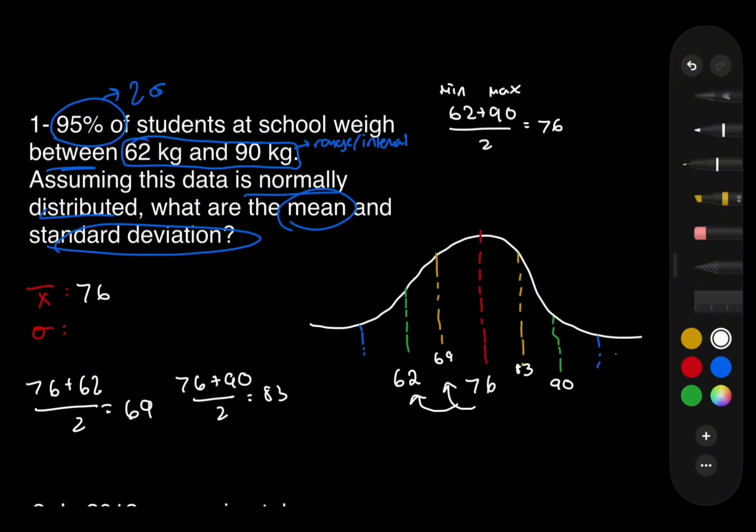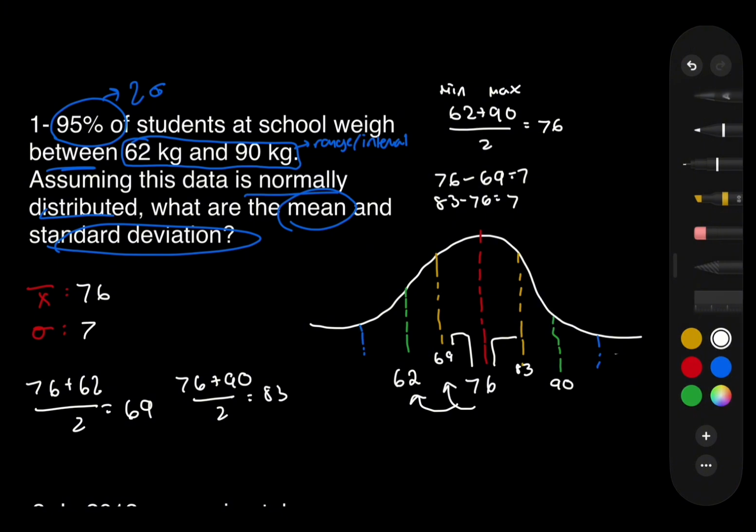So if we calculate the distance between 69 and 76, that's going to be our standard deviation. Same thing if we calculate the distance from 76 and 83. So we can do 76 minus 69, and we can also do 83 minus 76. And both of your answers are going to give you 7. Therefore, our standard deviation is 7.